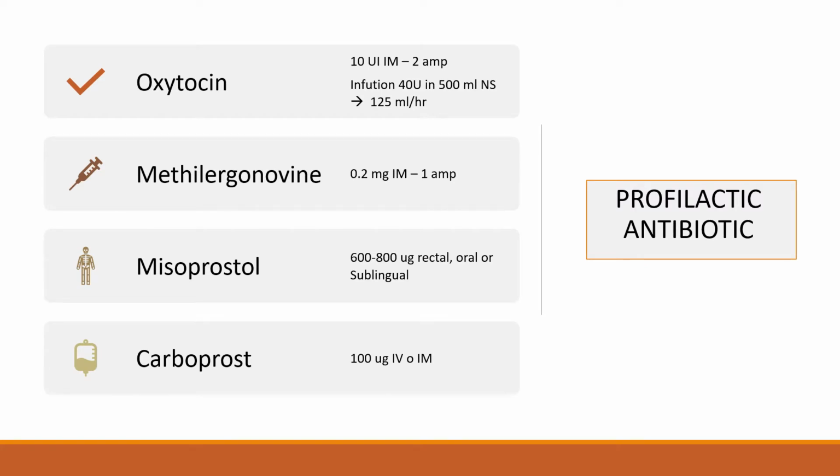So here we have an order that we can follow for the correct management of PPH. Starting with oxytocin, here at right we have the doses, but the idea is not to read each one. Starting with oxytocin, then continue with methylergonovine, then misoprostol would be a great option, and finishing with carboprost.